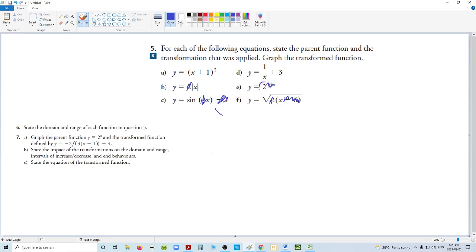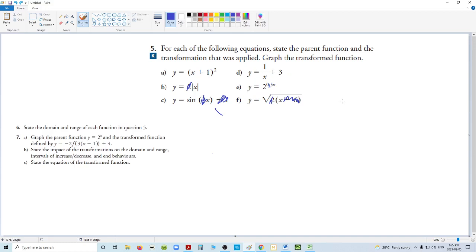You're going to keep this number because it's part of the basic equation. Right away you see the parent functions. y is equal to x squared. y is equal to absolute value of x. y is equal to sine x. y is equal to 1 over x, so that's a rational function. y is equal to 2 to the x, so that's a growth function. And y is equal to the square root of x, so that's a root function. Boom, there's all the parent functions.